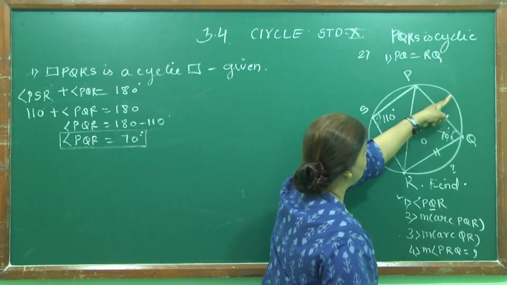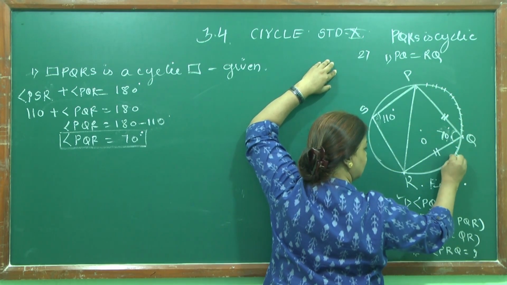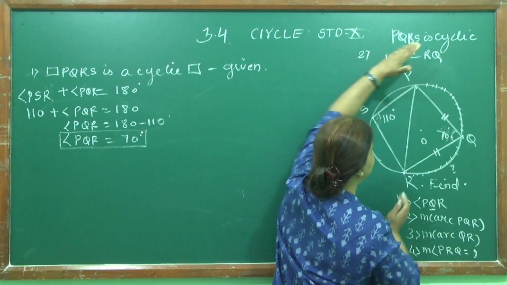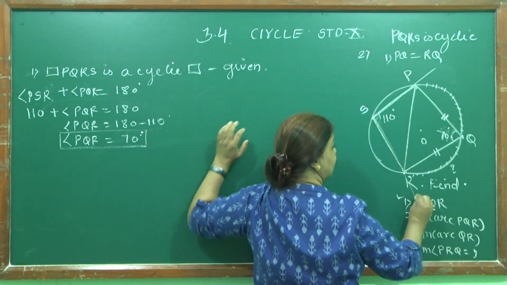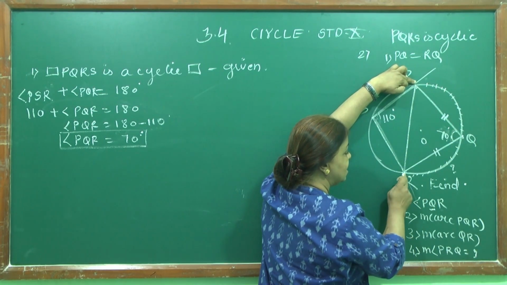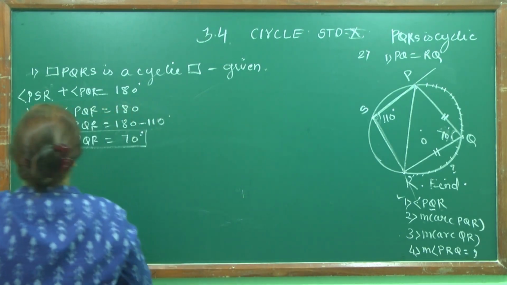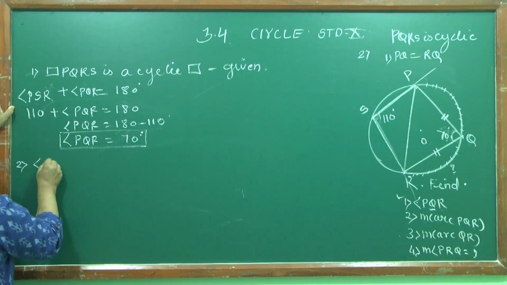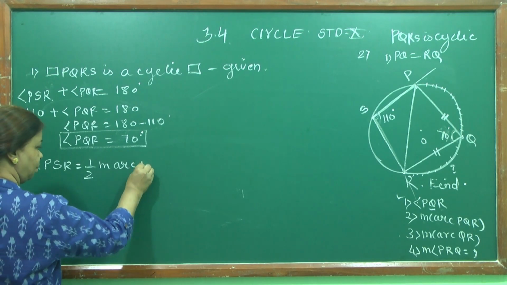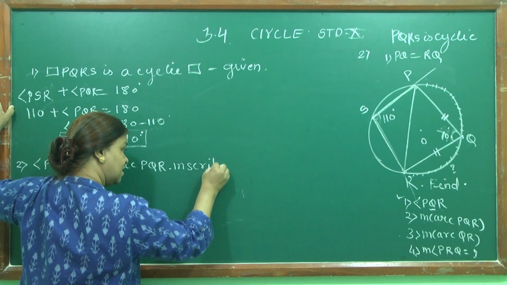This arc we want to find out. Now see, children, this arc we want to find out. Okay, major arc PQR is intercepted by which angle? Intercepted means two sides of this angle, the end points of this arc are lying here and here. That means this angle is covering this arc. So we can write down angle PSR is equal to half of measure arc PQR, and reason is inscribed angle theorem.